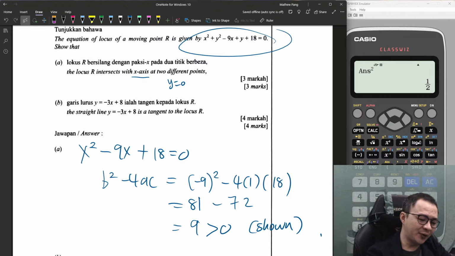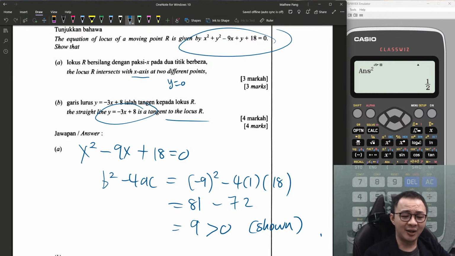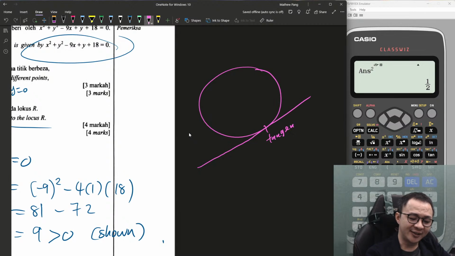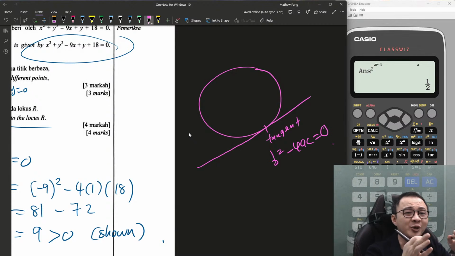Alright, then we want to show this line is tangent to the locus. Tangent basically means you have the equation of the locus, and one line tangent to this locus. We know they intersect at 1 point only, right? So we want to show b squared minus 4ac equals 0. Then we know they are tangent to the locus.